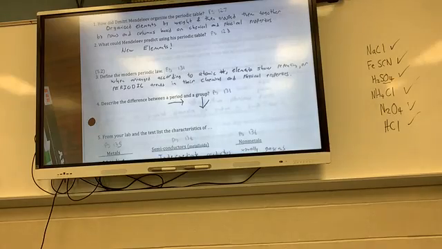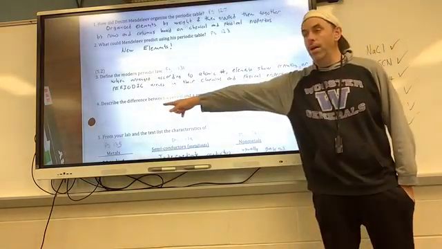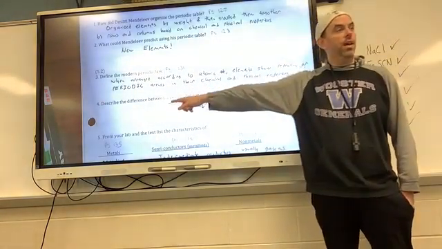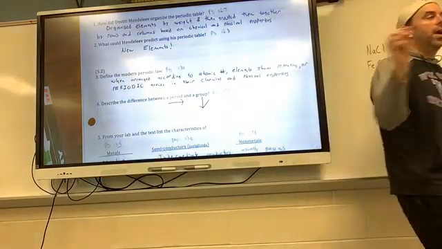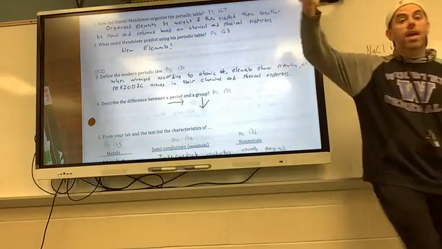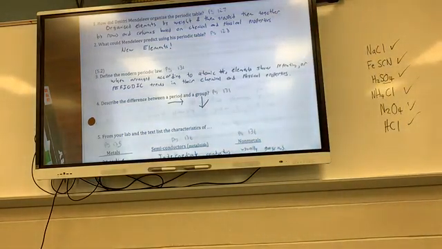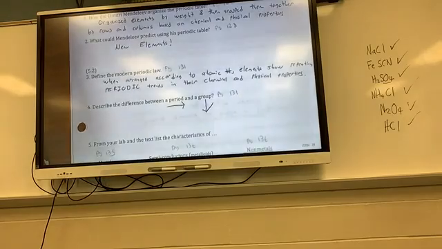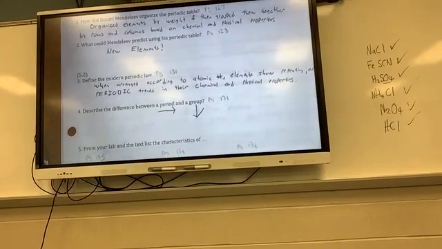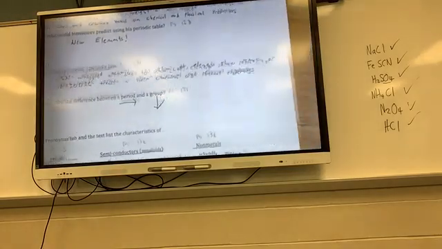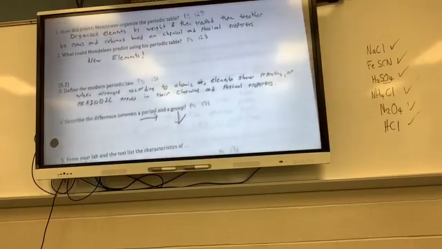What's the difference between a period and a group? Notice what I did. A period is a row, across, and a group is a column, down. So I just drew arrows for across and down. I can zoom in just a little bit. Any questions so far?